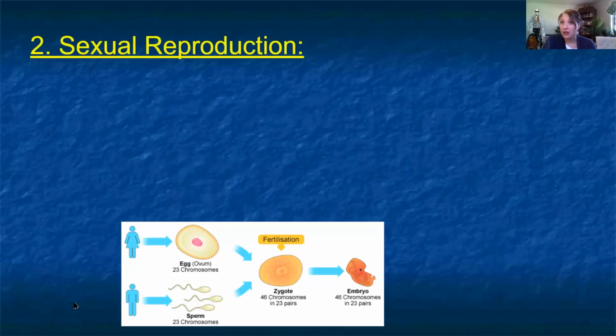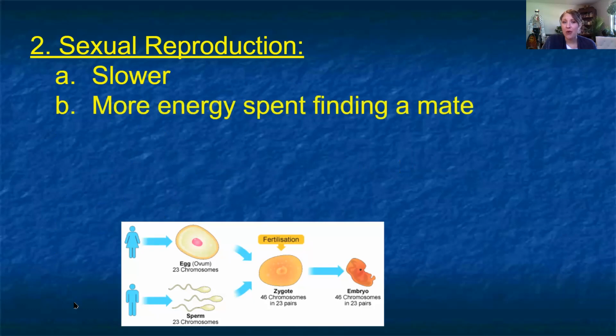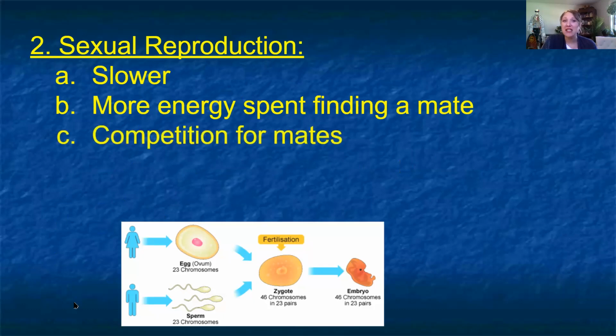Let's contrast that to sexual reproduction. So the downside of sexual reproduction is that it's much slower, and we spend a lot of energy requiring a mate. And all you have to do is look at a high school hallway for 2 seconds to see all of the energy that is involved in attracting the opposite sex. That also means that through sexual reproduction, there's going to be competition for mates. And we see this in the wild all the time.